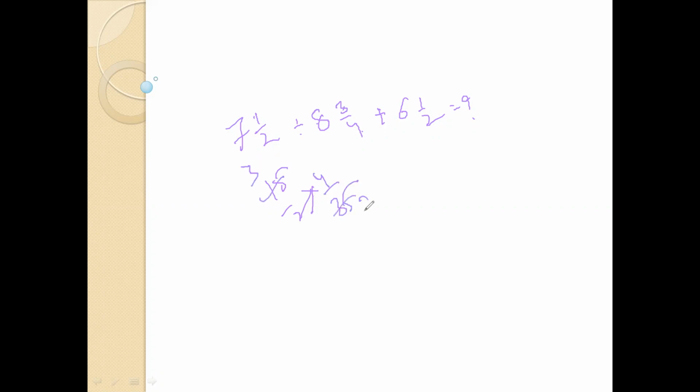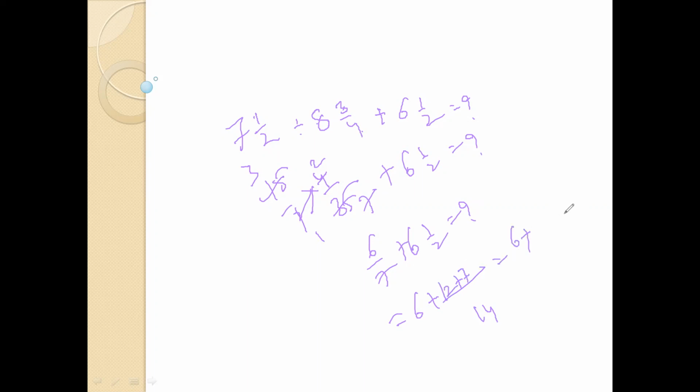5 3 ja, 5 7 ja, 2 1 ja, 2 2 ja. Plus 6 1 by 2 equal to question mark. Reduce it: 6 by 7 plus 6 1 by 2 equal to question mark. Yes, this value is 6. Here LCM is 14. 7 divided 2, 2 6 ja 12, plus 2 divided 7 times 7. 6 plus 19 by 14. 6 plus 19 divides 1 time, remainder 5, 5 by 14. 6 plus 1, 7. 7, 5 by 14 is the answer.